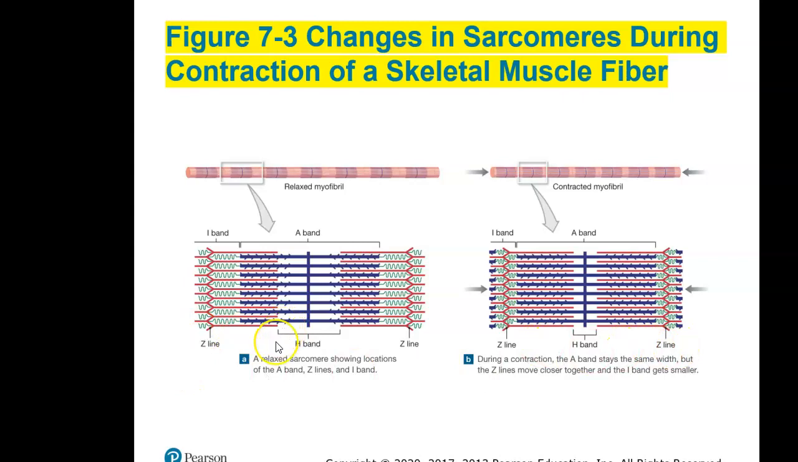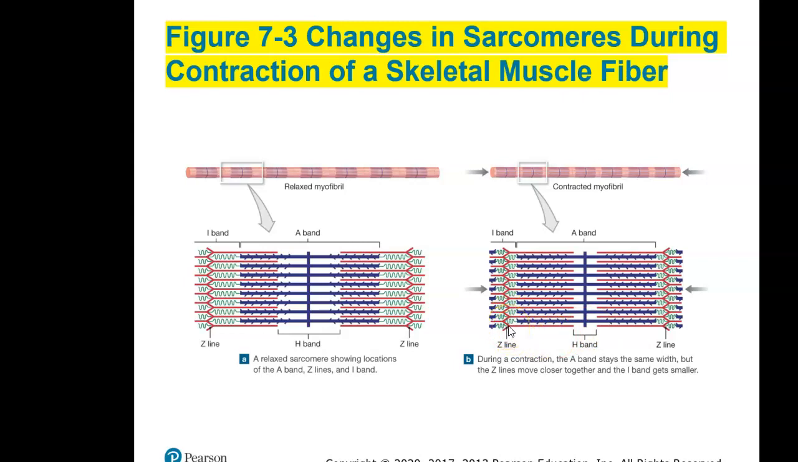So you can see before the contraction, the length of the A band is the length of the myosin filament. You can see the length of the I band between the Z line and the start of the A band. You see the length of the H band, which is just the portion of myosin that has no overlap with actin. Okay? After the contraction, that H band is smaller. The I band is smaller.